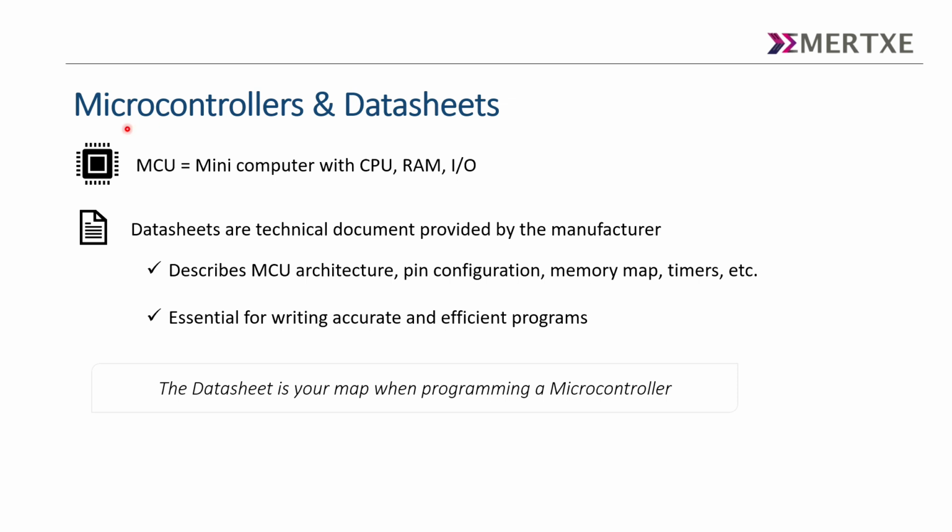Moving on, we talked about microcontrollers and data sheets. To say simply, a microcontroller is a mini computer with CPU, RAM, and input-output ports. Data sheets are technical documents provided by the manufacturer of a microcontroller. Every microcontroller has a separate data sheet. The data sheet describes the microcontroller architecture, pin configuration, memory map, timers, etc. These are essential for writing accurate and efficient programs. Basically, the data sheet is your map when programming a microcontroller.